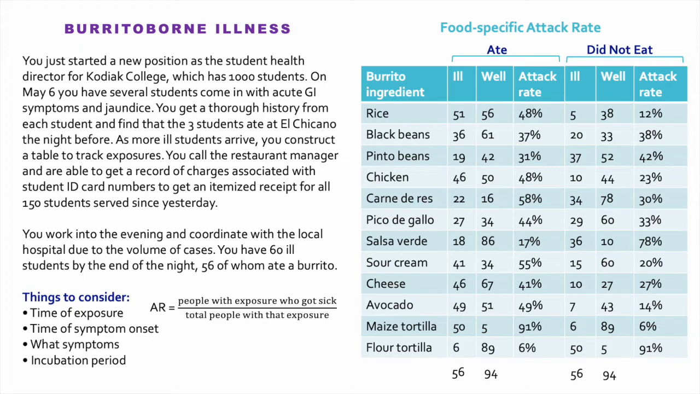So, as much as this is a silly practice problem, it's somewhat realistic in the sense that you would never have one exposure with a high attack rate and all the other exposures with an attack rate of 0. Cross-tabulation is a way of looking at overlapping exposures. You can also use this method to make a table of symptoms and exposure with onset.